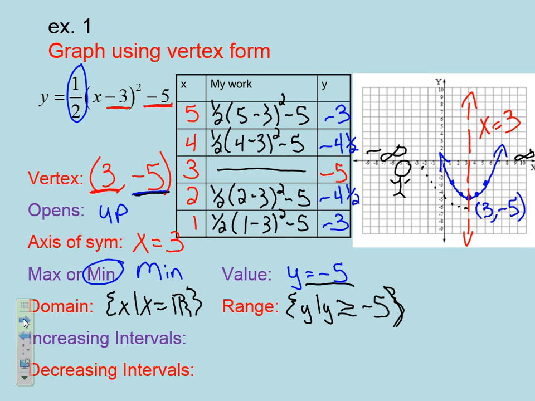So if I'm starting right here, I have to go down. So I'm going to start with my decreasing intervals. I'm starting at -infinity and I'm going all the way to my x value, which is 3. Once I get to 3, I have to turn around and go up. So I'm increasing from 3 to +infinity. All right, there's our example in vertex form. Make sure you got all of that down, ladies and gentlemen.